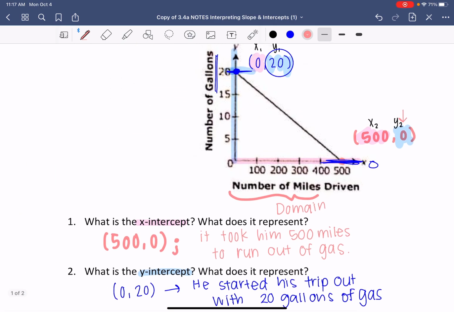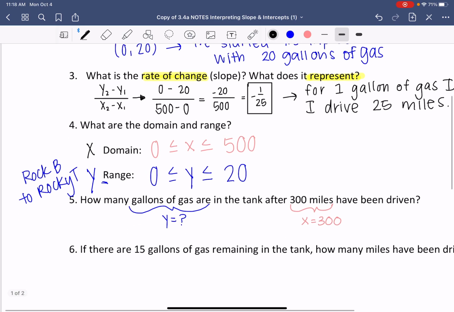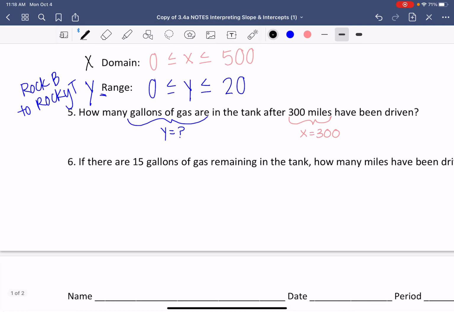So I'm going to go on my domain, my x-axis, and look for 300 miles. I'm going to go find the graph on where it hits. It hits about right there. And then I go and see where it's at on the y-axis. Well, it's about at 8. Okay, I'll say it's about at 8. So what you just determined is that I have 8 gallons left after 300 miles.